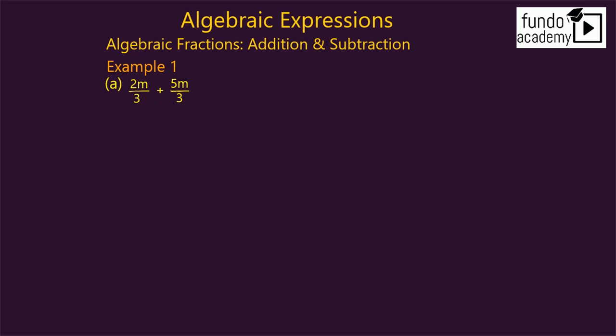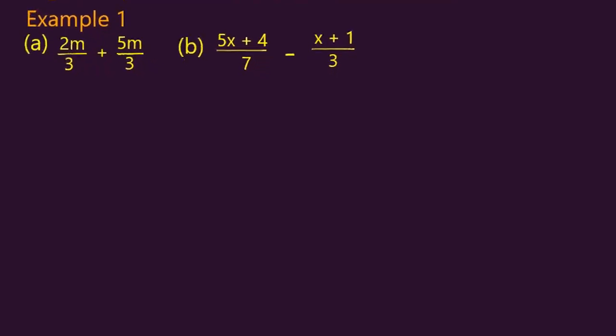We also have a part B in which we have (5x plus 4) divided by 7, minus (x plus 1) divided by 3. So that is our part A and our part B. You may want to attempt these problems by yourself before you check out my solution, so I'll be giving you just 3 minutes to solve these problems A and B starting from now.